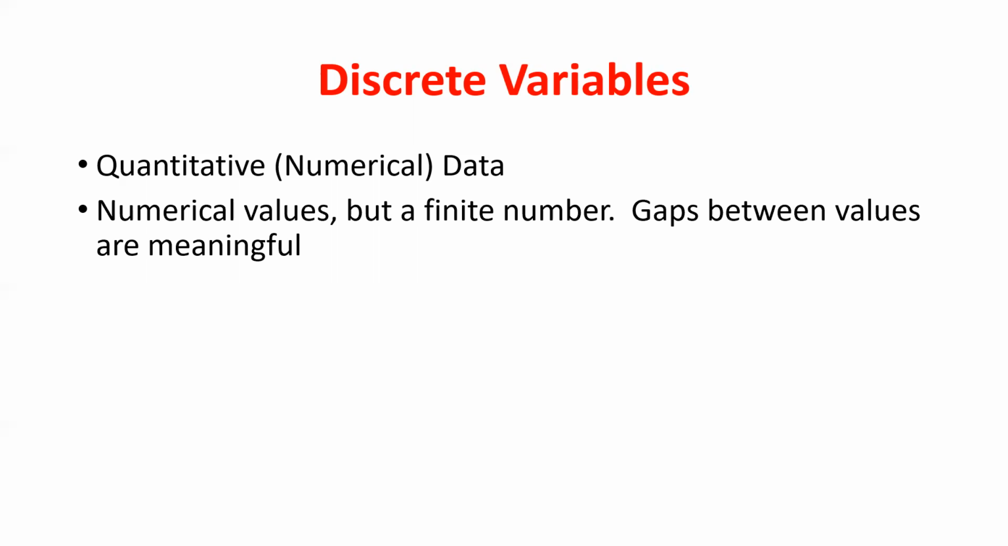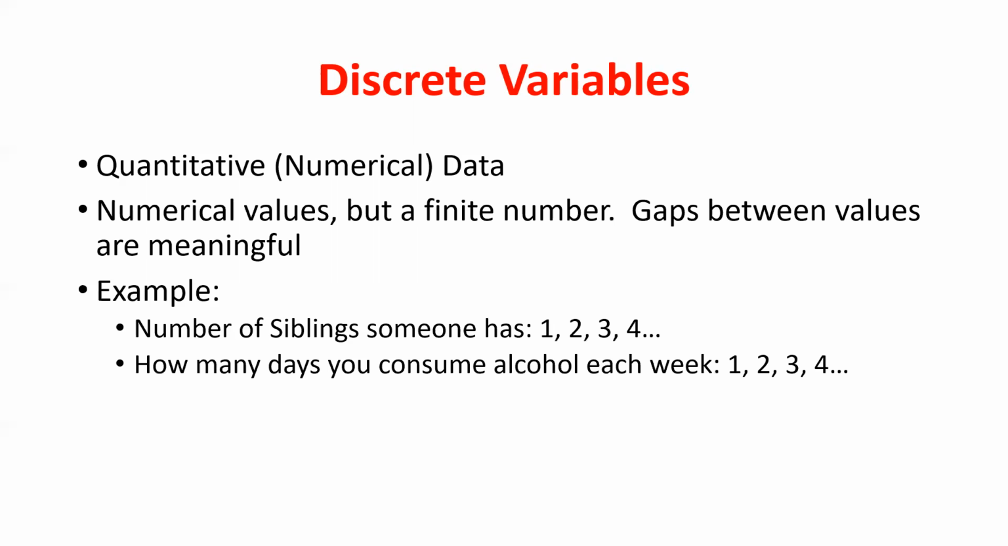So there's going to be gaps in between what I can see reported. For instance, if I ask you the number of siblings you have, you can tell me 0, 1, 2, 3. If you tell me you have 1.5 siblings, I got to call the cops or something, right? I can only see integer values when I'm looking at that variable.